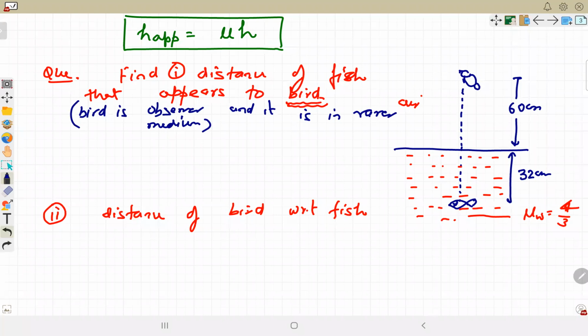Bird is looking toward the fish, so bird is the observer. At what distance will it appear? What will be the distance that appears? So 60 will remain 60, there is no change in its own medium. The fish's position will become 1/mu of its position. So 60 will remain 60 only, but 32 will appear as 32/mu. This is the distance at which the bird will observe the fish from itself. Right?